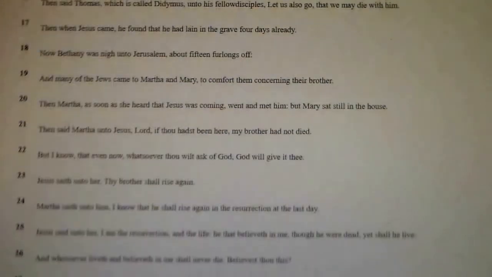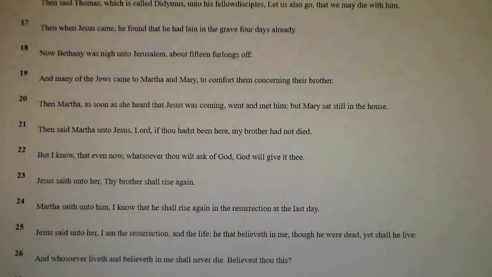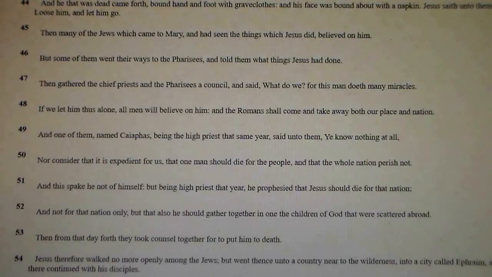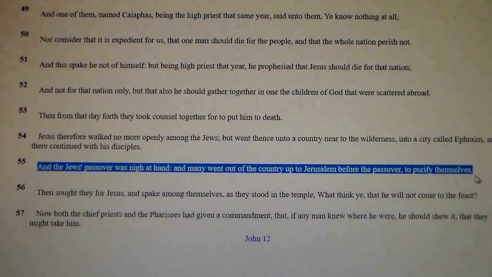So how old was Jesus when he was crucified? Well, according to the book of John, John 11:55, we see another Passover. Right here. It says, and the Jews' Passover was nigh at hand, and many went out of the country up to Jerusalem before the Passover to purify themselves. So that's the last Passover that is mentioned. So Jesus was at least 32 and a half or 33 years old when he was crucified.